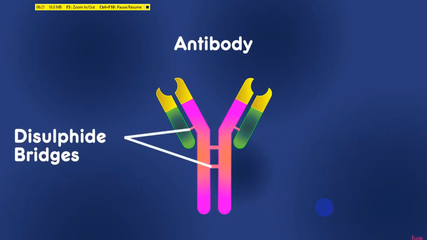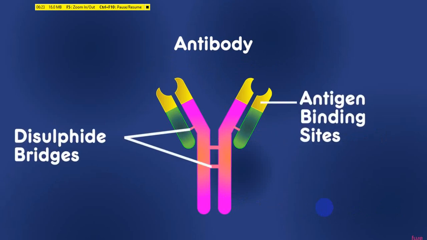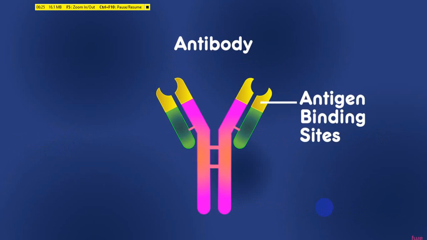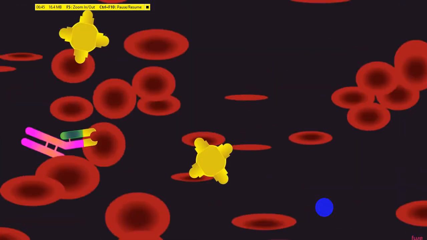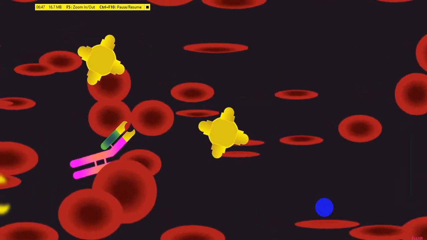Here, at the tip of each arm are the antigen binding sites. These are really important parts for attacking invading antigens. Similar to the lock and key mechanism in enzymes, the shape of the antigen binding site is specific to the antigen it's targeting. If part of the antigen fits into the antigen binding site, the antibody recognizes the foreign antigen and binds it in. This stops the antigen from causing more damage elsewhere.